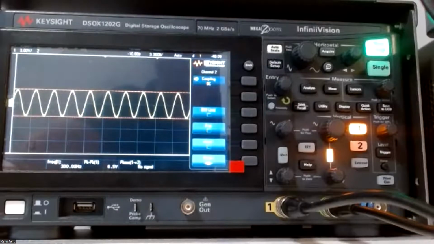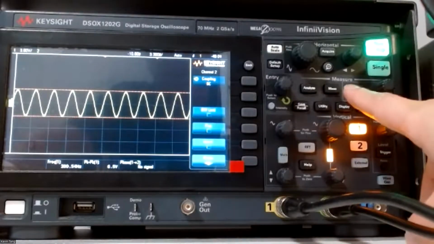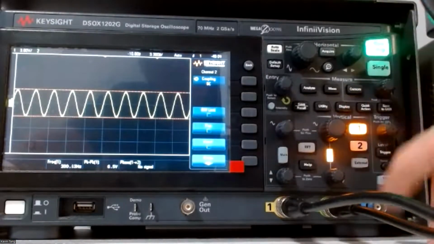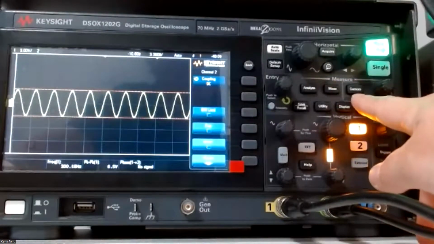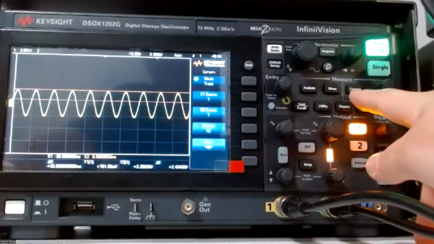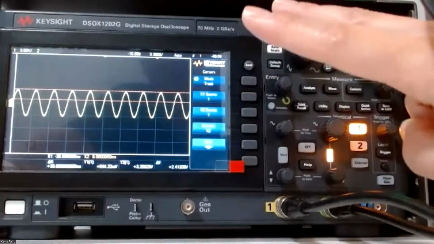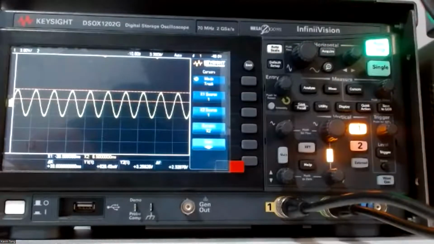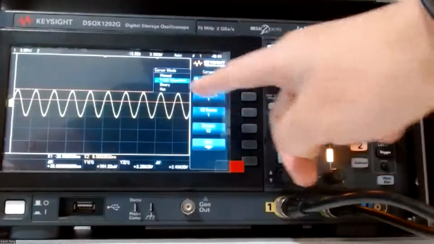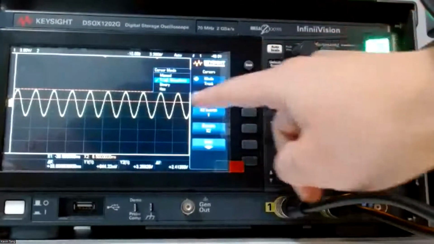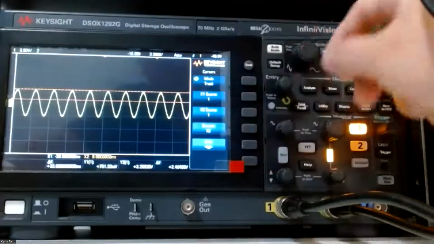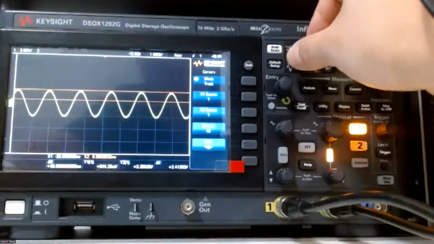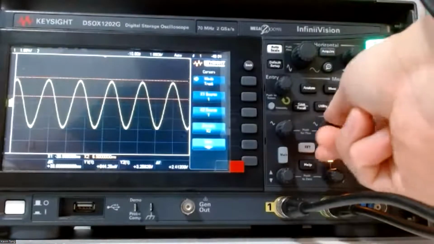The next thing that is very important is the cursors. For your labs, basically the entire lab, you will be using the cursors a lot. The cursor key is right here, beside the measure key. Press that cursor key, and you will be able to use 2 cursors or even 4, depending on which mode you use. I usually prefer to use track waveform mode, so the cursor will stay on the wave.